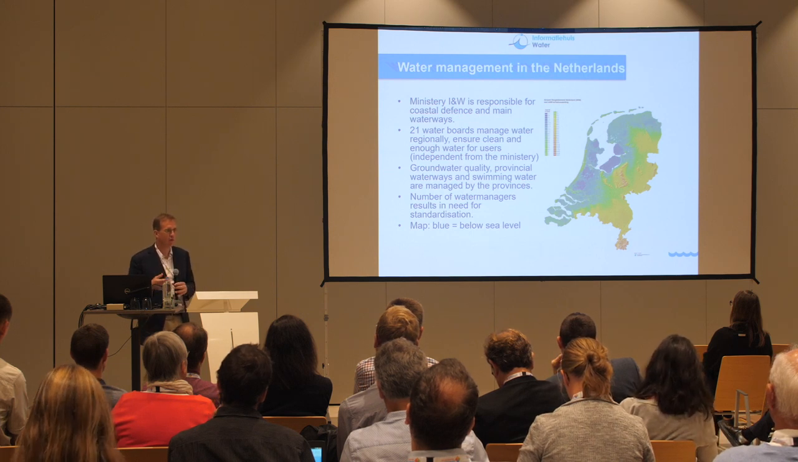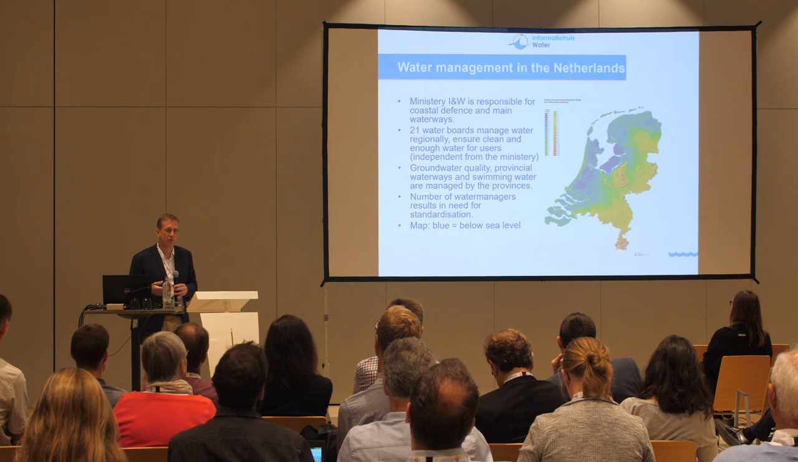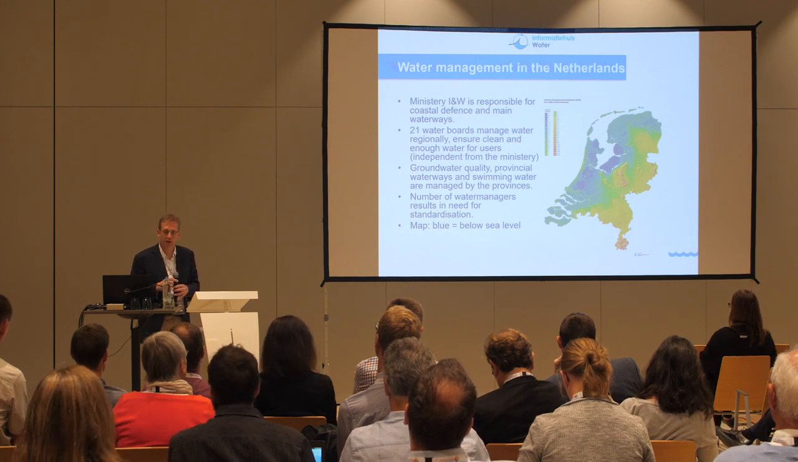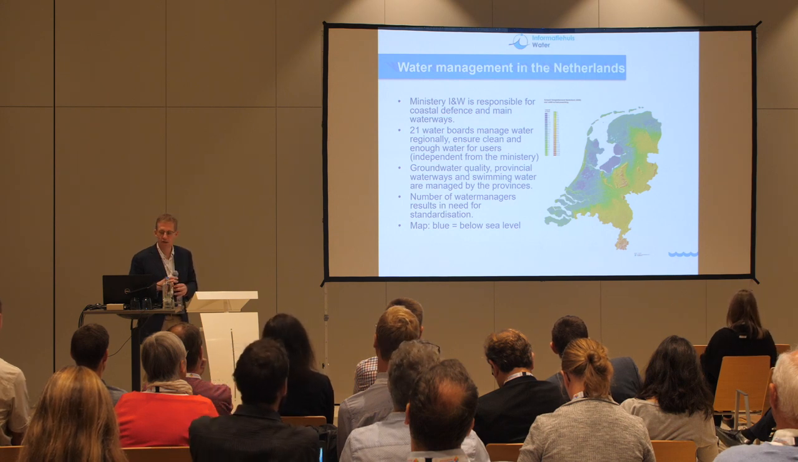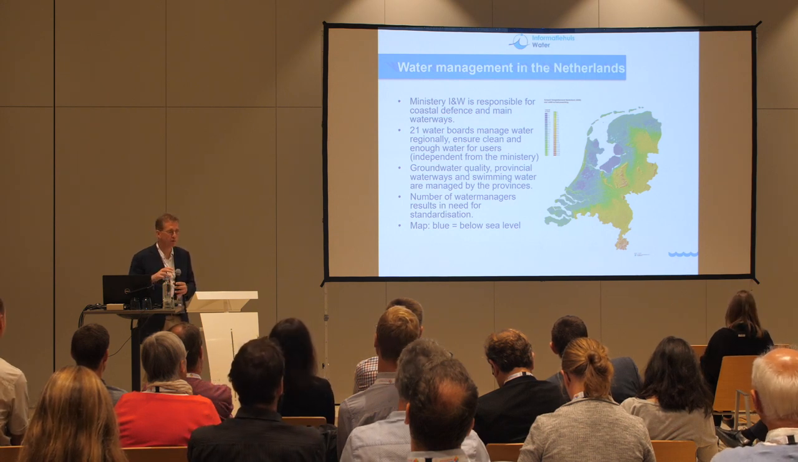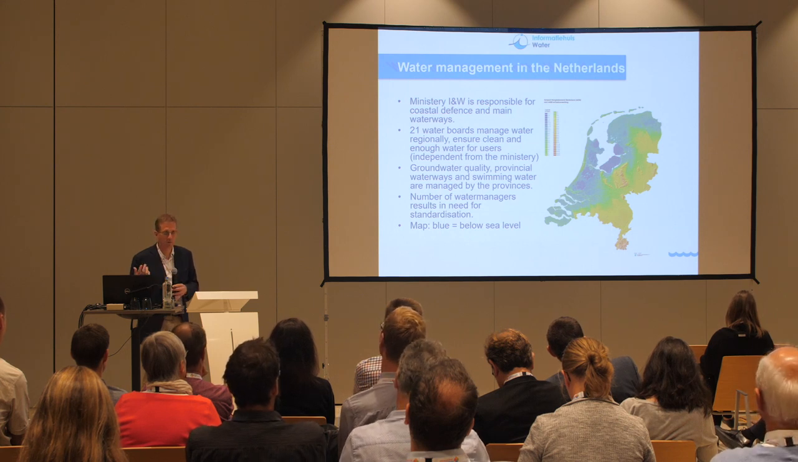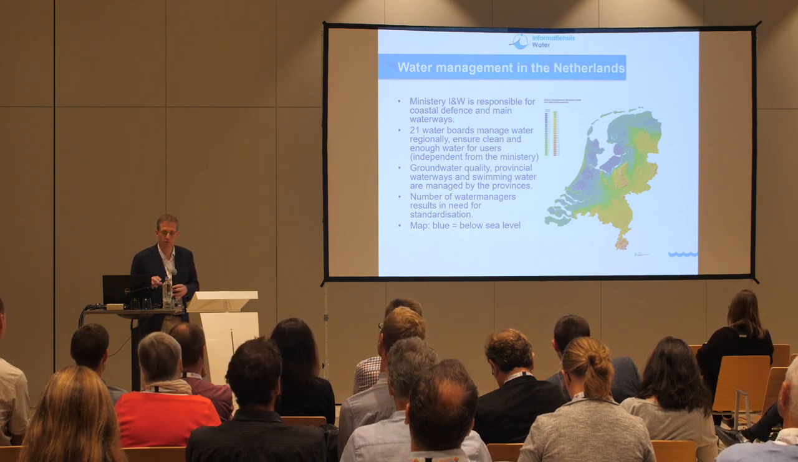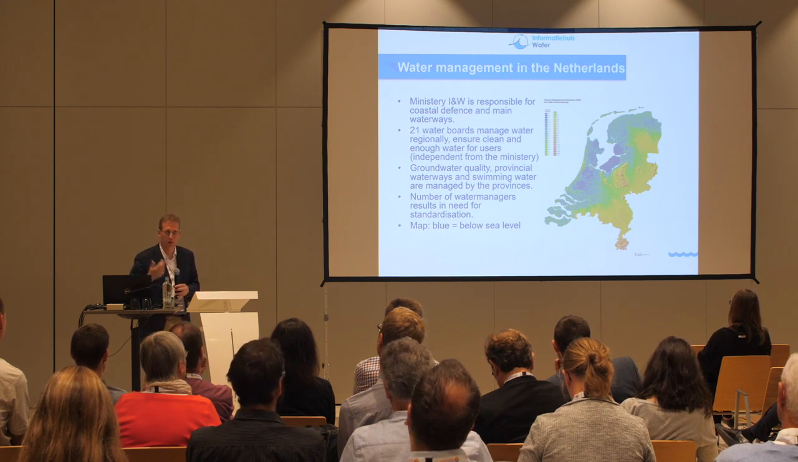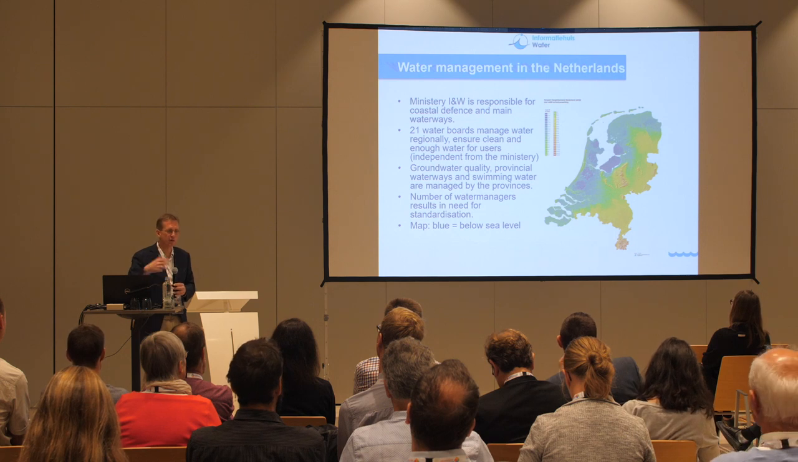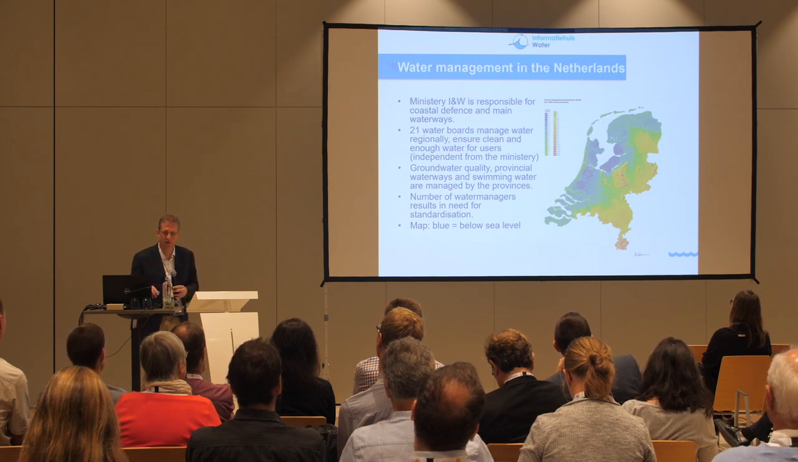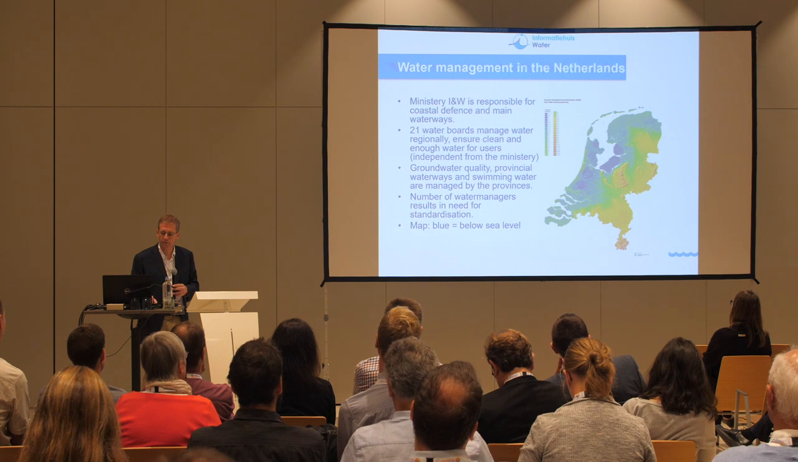So basically the water boards are independent governmental institutes which manage the water quality and the amount of water which is being distributed in the Netherlands. And this summer we had a very dry summer, so there was a very important role at that point to make sure that the farmers in the Netherlands got enough water. And then at that point there has to be coordination between the ministry, which basically does water at the national level, and all those different water boards.